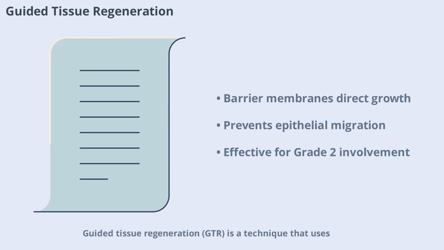Guided tissue regeneration, GTR, is a technique that uses barrier membranes to direct the growth of new periodontal tissue. By preventing the migration of epithelial cells into the defect, GTR allows bone and connective tissue to regenerate. This method is effective for Grade 2 furcation involvement and can be combined with bone grafts and root conditioning for enhanced results.